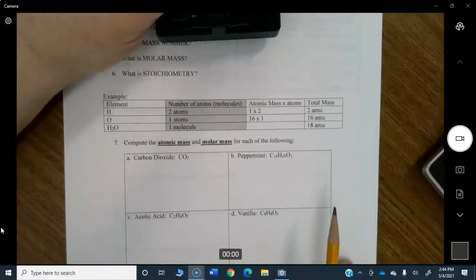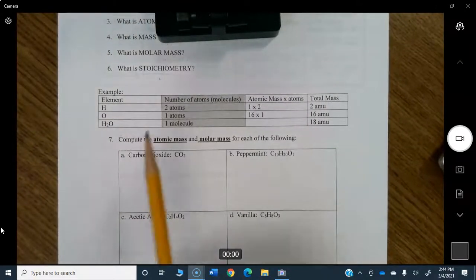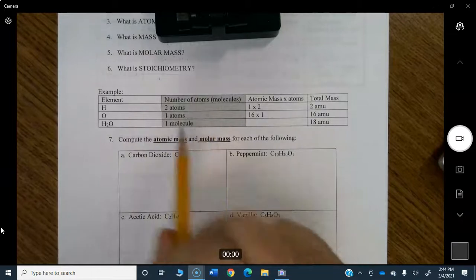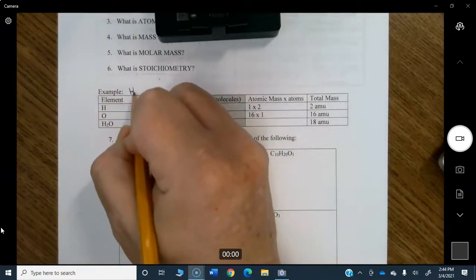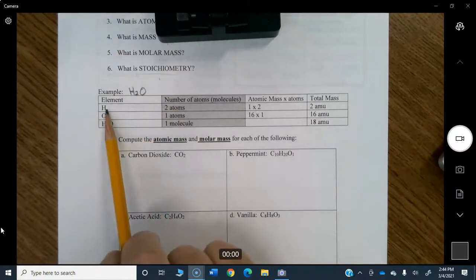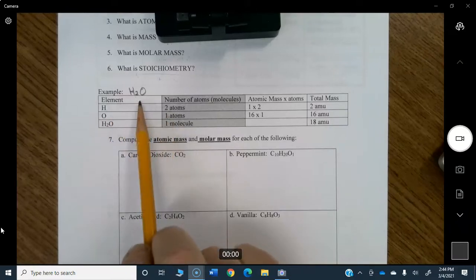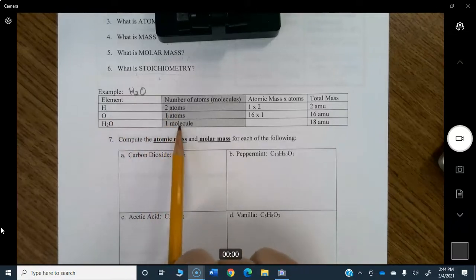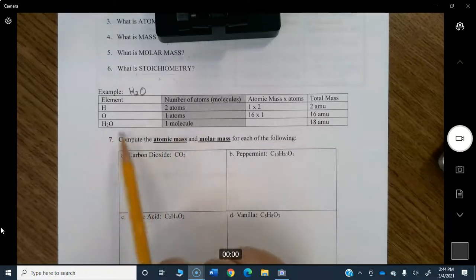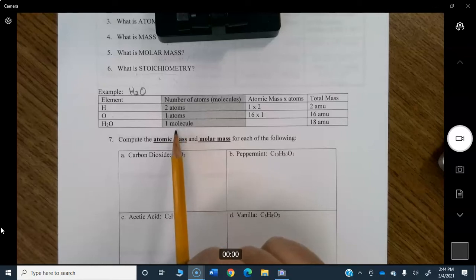Okay, so the first thing we're going to do is compute some atomic and molar masses. And so here's an example of how to do it. The example is, I didn't write it here, but it's for water, H2O. So you have 2 atoms of hydrogen. For oxygen, you have 1 atom of oxygen. And then what that produces is 1 water molecule. So 2 atoms of hydrogen plus 1 atom of oxygen gives you 1 molecule of water.